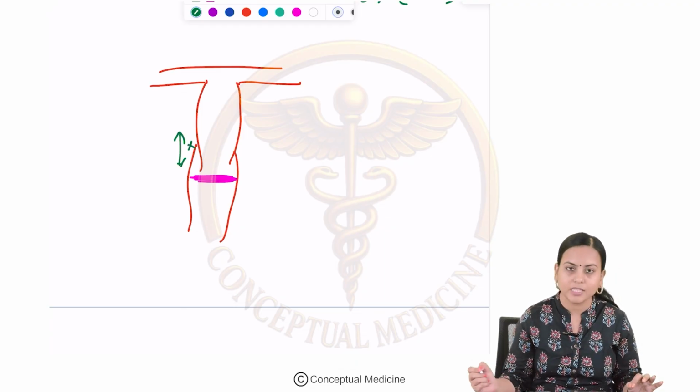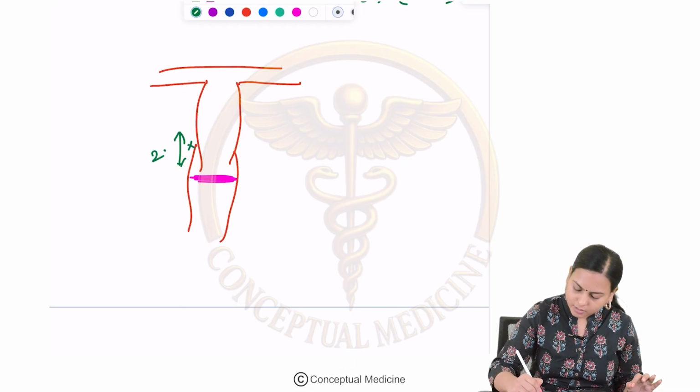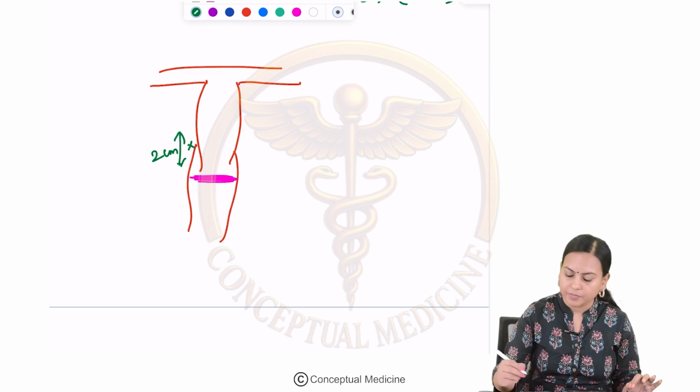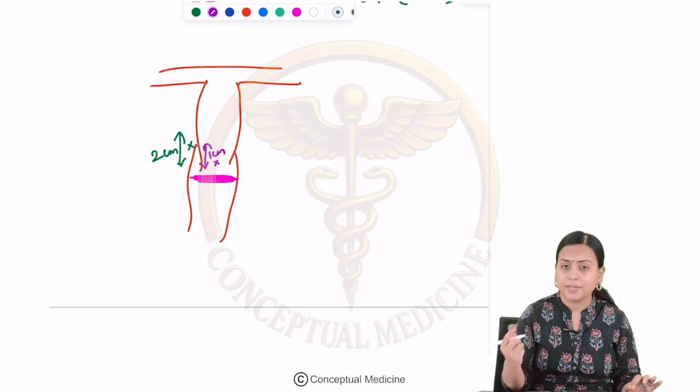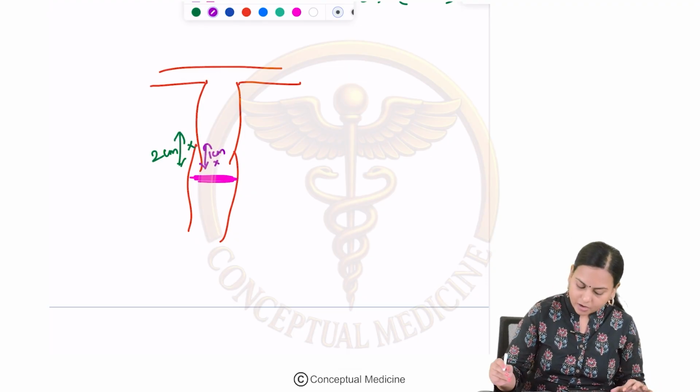Okay, so this is going to be stage 0. This is going to be 2 centimeters from the hymen. In the next stage, this is going to reduce down and it is going to be somewhere within 1 centimeter from the hymen. So that is stage 0 and stage 1.